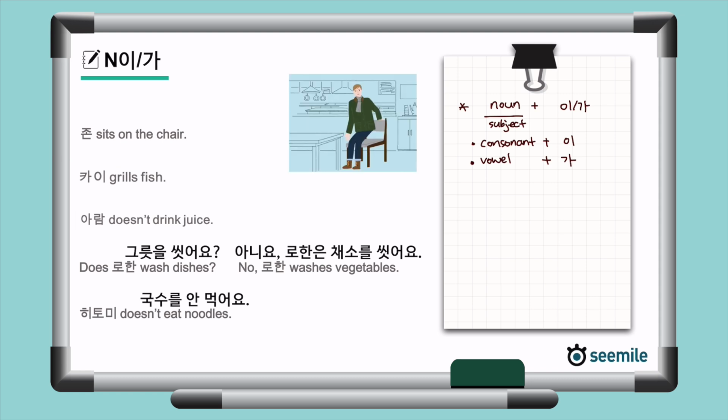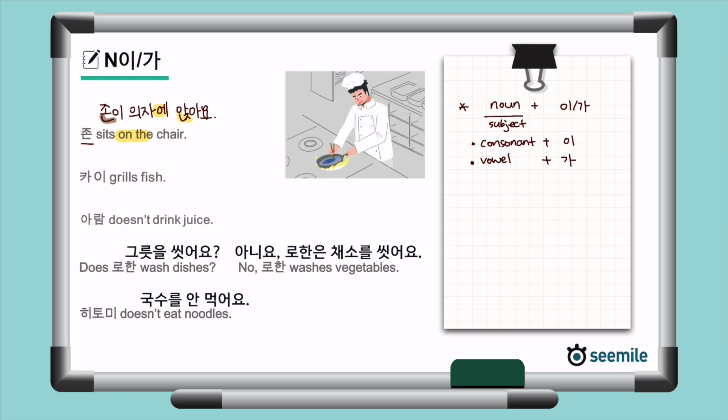Look at this picture. Who is he? 존. What is he doing? He's sitting on the chair. 의자에 앉아요. John is the one who is performing the action, sitting on the chair. So the subject of the sentence is John, and since the name 존 ends in a consonant, that's why 이 is attached afterward. 존이 의자에 앉아요. Here is Kai. He's the one grilling the fish. 생선을 굽다.